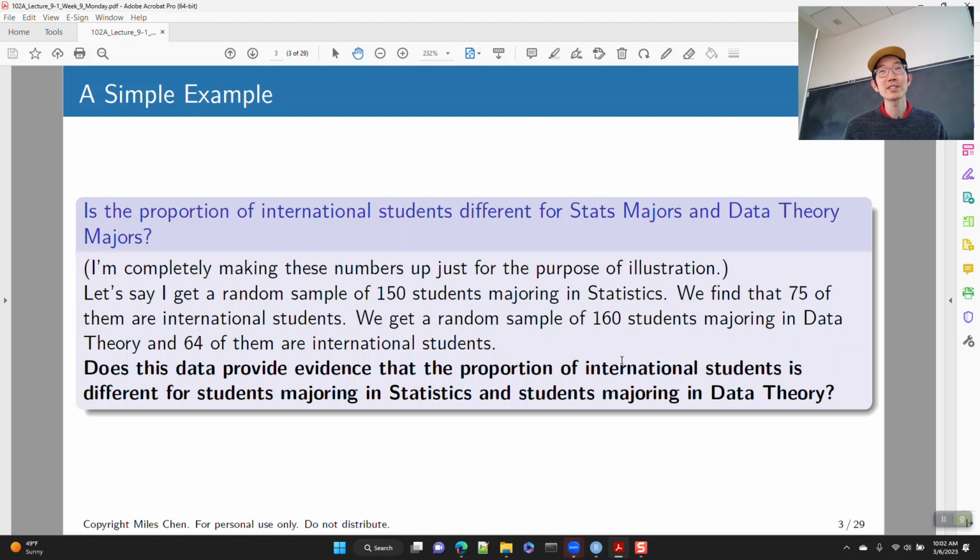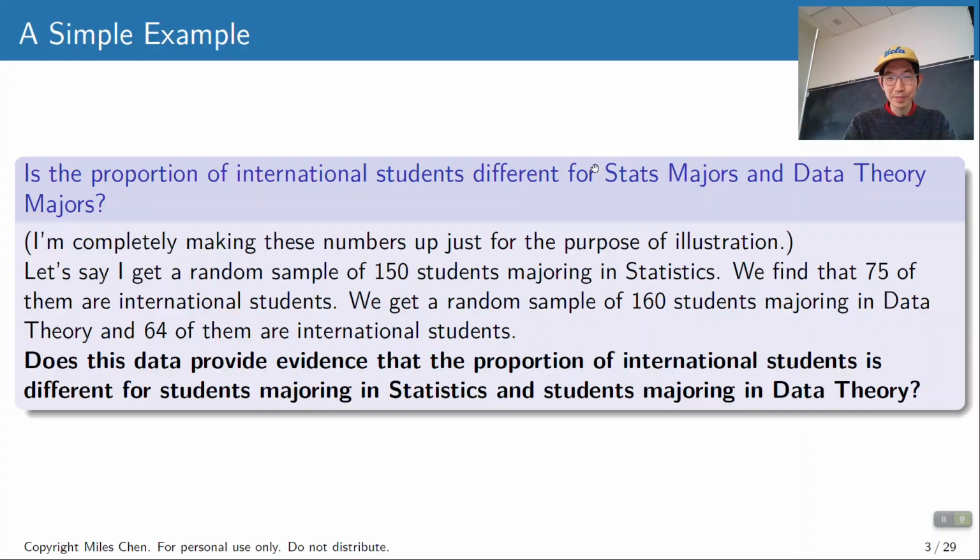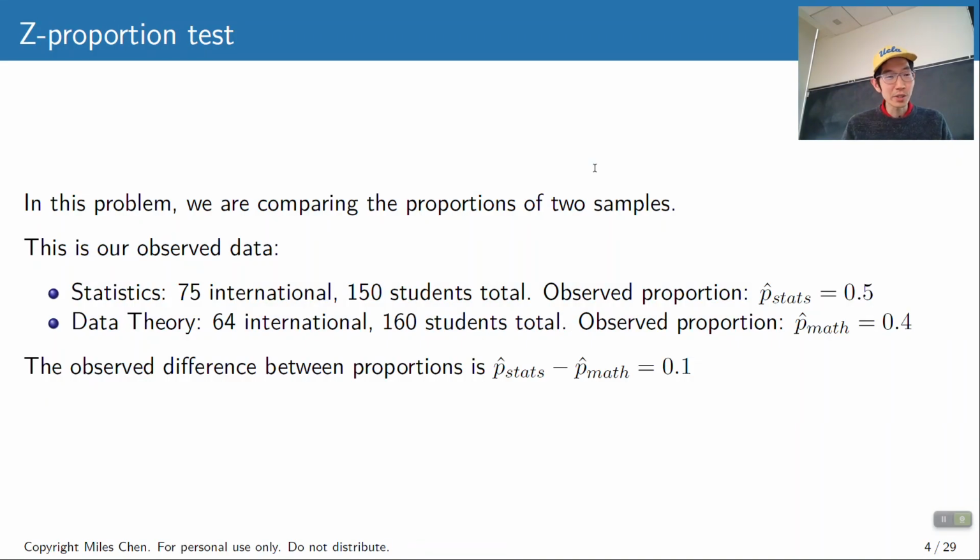We get a random sample of 160 students majoring in data theory, and we'll say 64 of them are international students. So we're asking, if there's a difference in these proportions, does this data provide evidence that the proportion of international students is different for students majoring in statistics and students majoring in data theory? Again, made-up numbers. We're going to compare the proportions of these two samples, and this is what our observed data says.